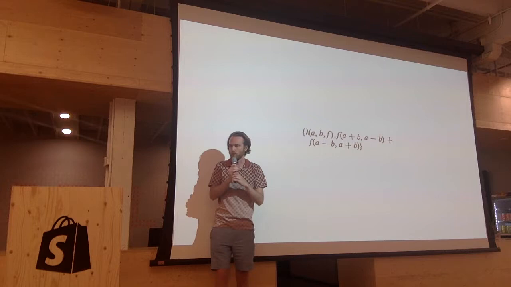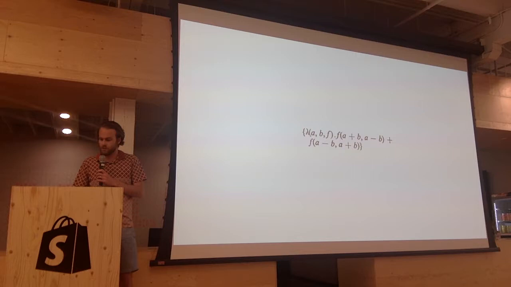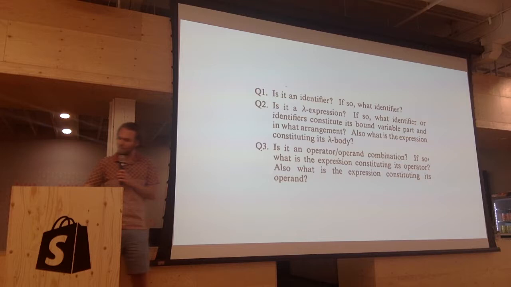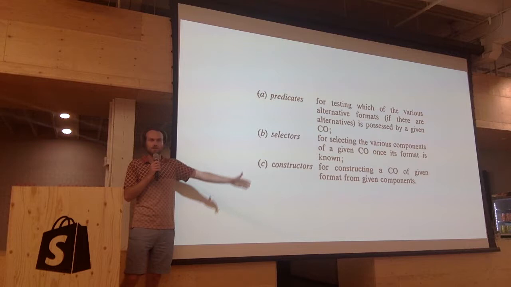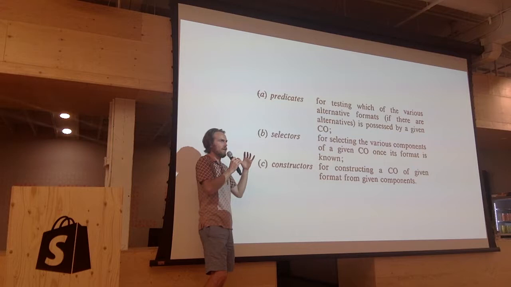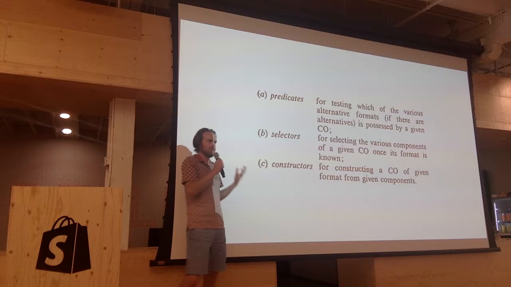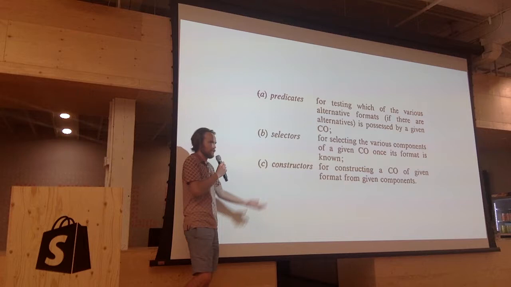So those are the building blocks of the lambda calculus. And so the paper refers back to these questions every so often in discussing how we can implement this in the machine. Another thing he talks about are predicates, selectors, and constructors. This is when he starts using the language that he uses to describe the machine. So when he talks about how you represent a lambda expression, how you represent an identifier, it gets into closures and environments and all the rest.